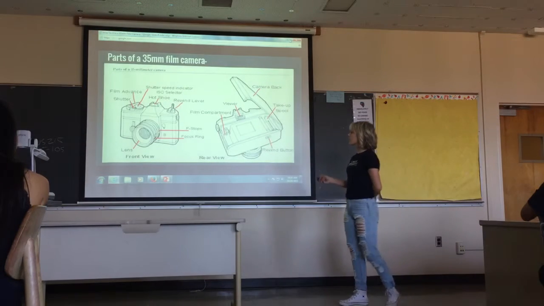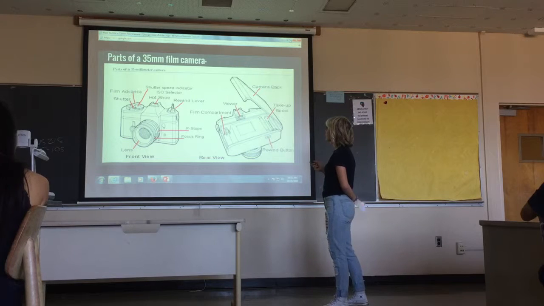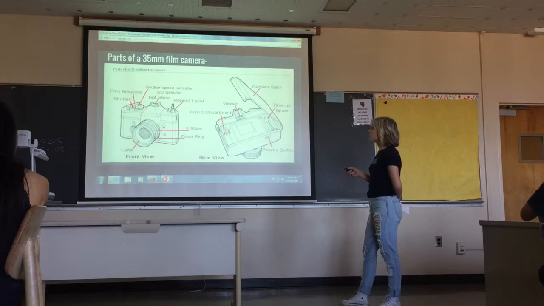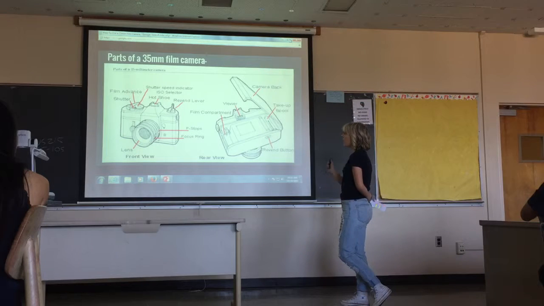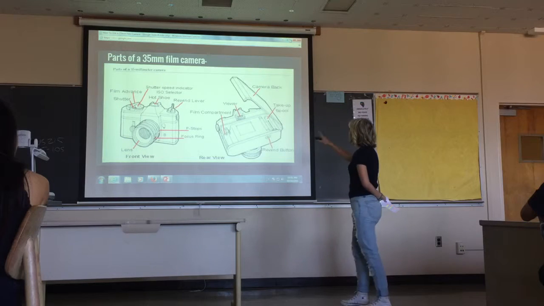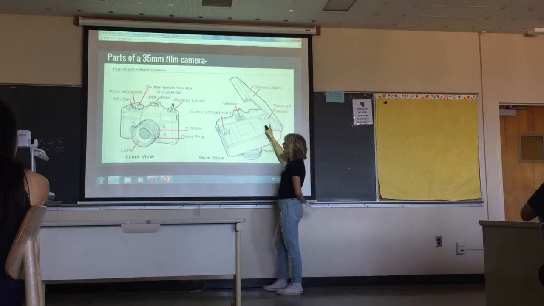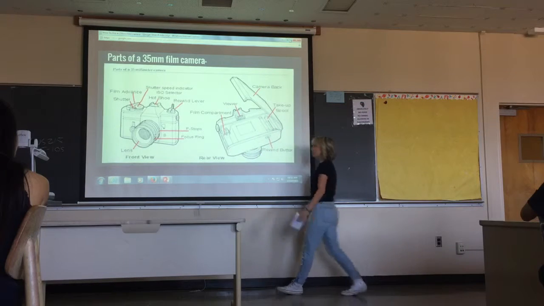So these are the different parts of the film camera. I'm just going to go over a few of them because you don't need to know all of them. So this is the lens, this is the film advance button, which you use to advance your film, obviously, and then this is your rewind lever, and then your focus ring, your shutter button, and then your viewer, your rewind button, your spoolie, and then where you insert the film.